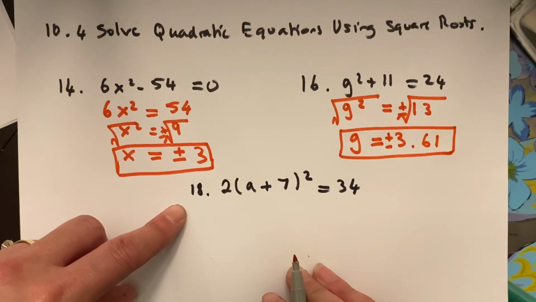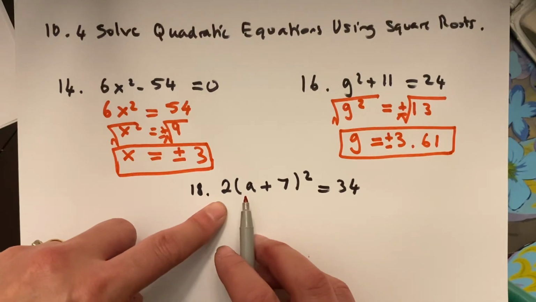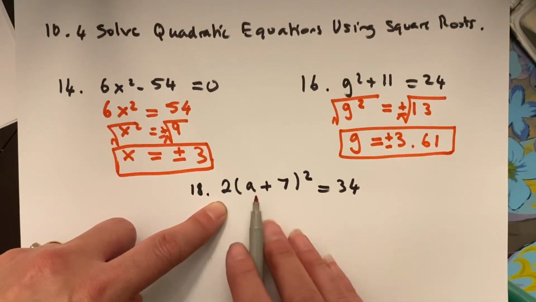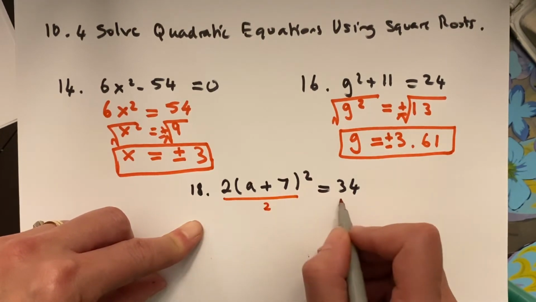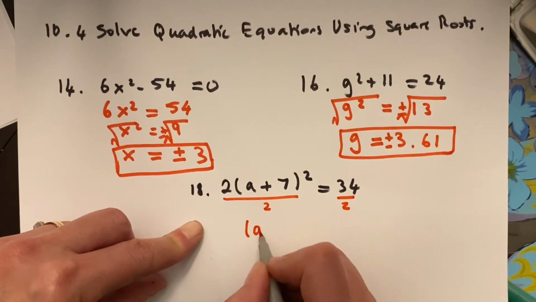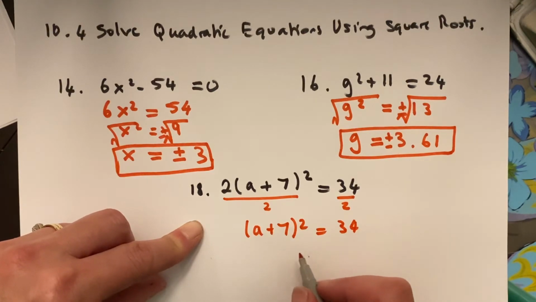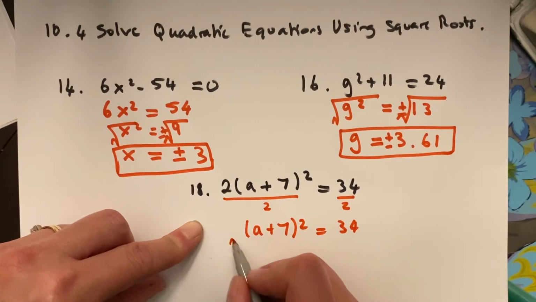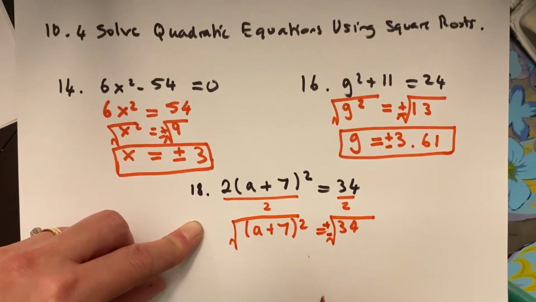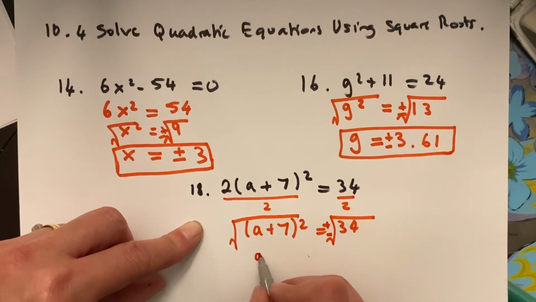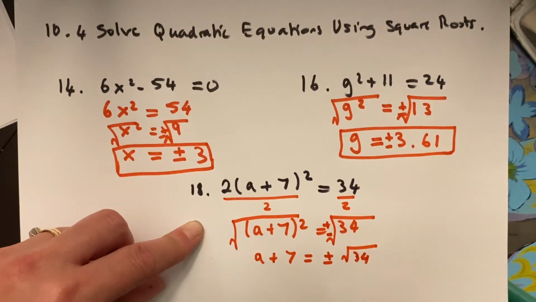Number 18. Here it's a little bit of an extra step. First, we need to divide everything by 2 because we still want to isolate a. So we're dividing both sides by 2, and we get (a plus 7) squared equals 34. Again, we have to take the square root of both sides. And it's the positive, negative square root. You cannot forget that plus minus. And we end up with a plus 7 equals positive or negative square root of 34.